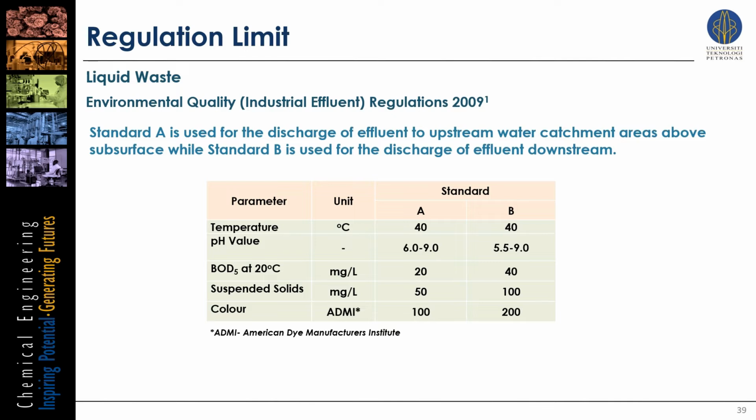Apart from waste gas emission, effluent and scheduled waste generated should adhere the Environmental Quality Industrial Effluent Regulation 2009, which applies to any premises that discharge effluent into inland Malaysia. Since our plant is not located in any catchment areas listed in the 6th schedule, so it follows Standard B.